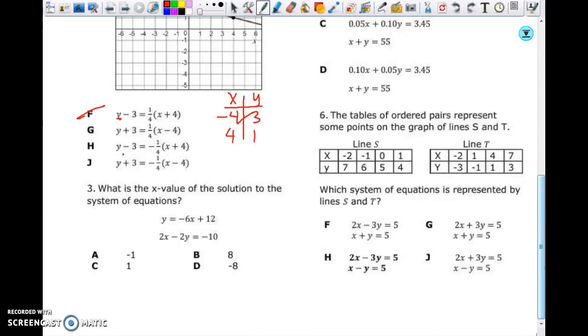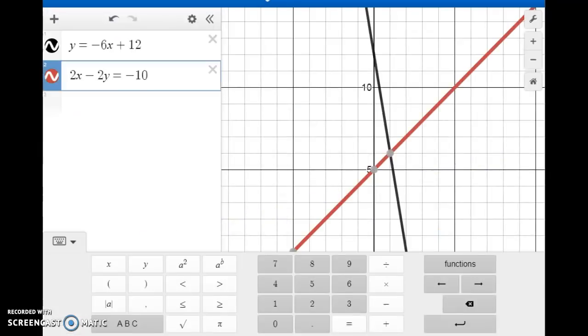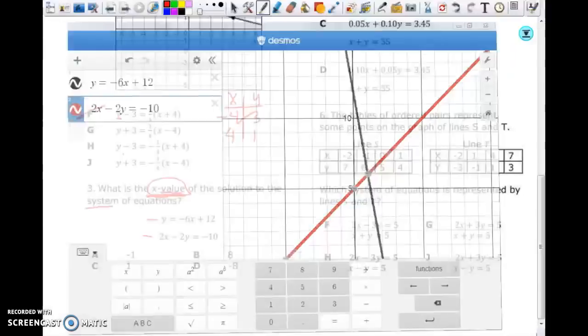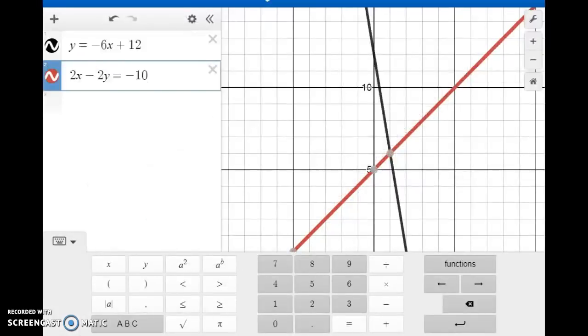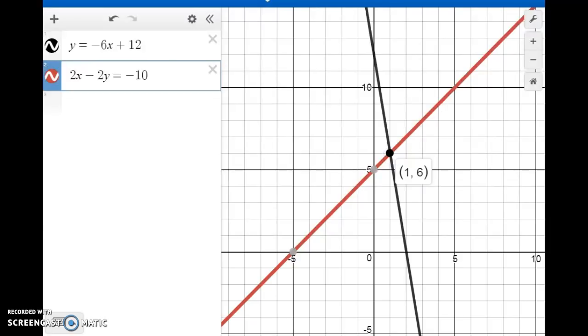Number 3. This one is, what is the x value of the solution of the system? So remember, a system has 2 equations. So you put those 2 equations in Desmos. You can go ahead and pause the video, put them in Desmos. Okay, so I went ahead and put them in. When you put in both equations, you're looking for where they intersect. So that's where they intersect, 1, 6.